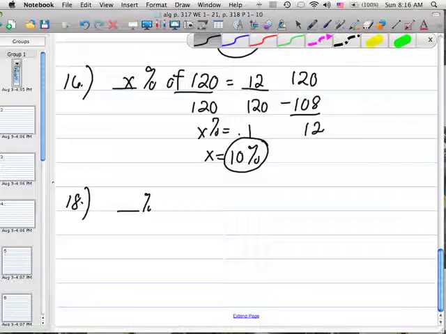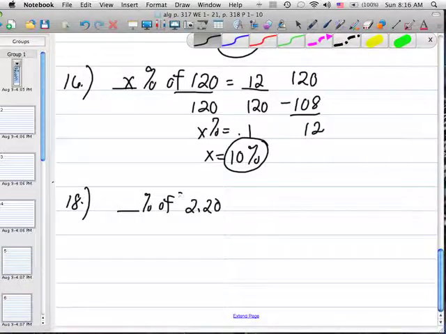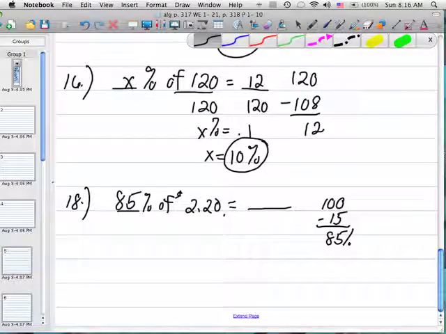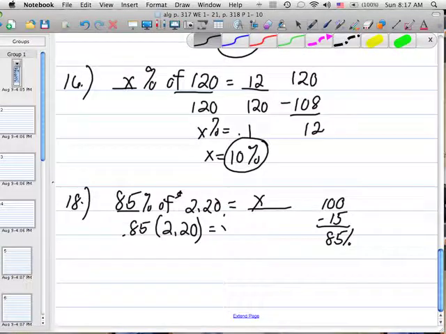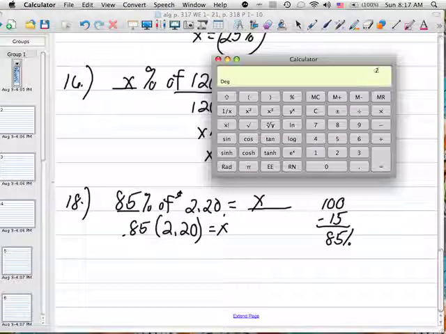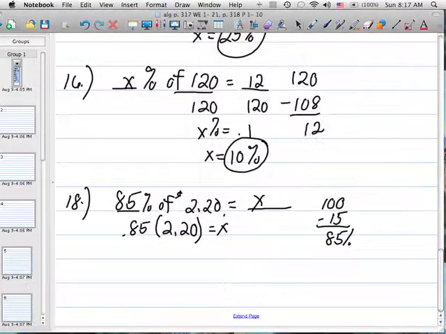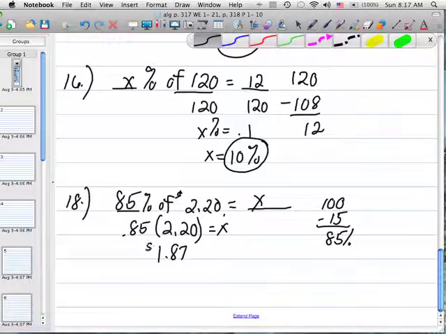Problem number 18, we have the original price, which is $2.20. We have a 15% decrease, and we want the new price. So let's do it in one step. If they're going to take away 15%, you're not paying 100%. So take away 15% from 100, you're going to pay 85%, and that will be your new price. So change 85% to a decimal, 0.85, times it by 2.20. Our new price is going to be $1.87. And that makes sense. It's about a 15% decrease in the 220.